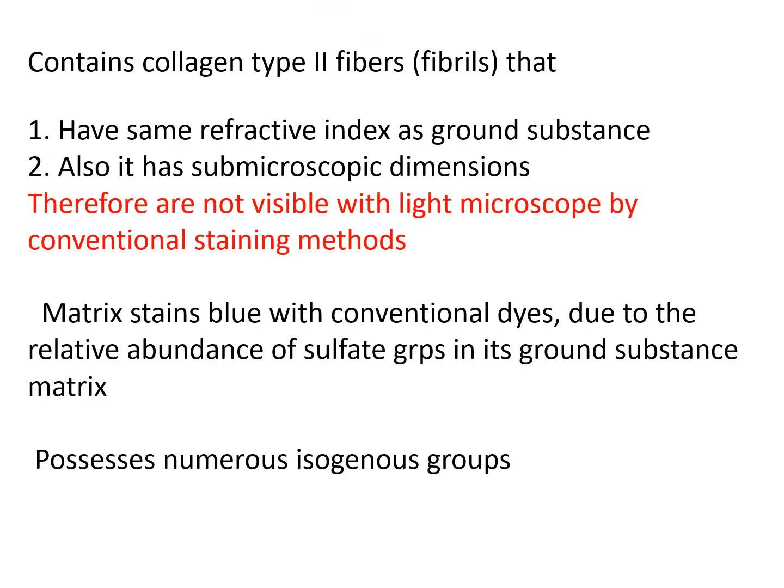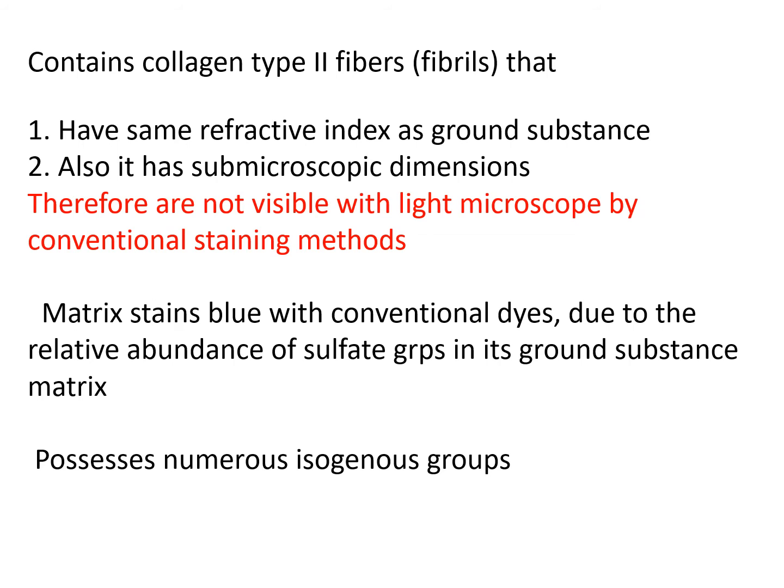So once again, the important points to remember are that the hyaline cartilage contains type 2 fibrils that have the same refractive index as the ground substance, and also they have submicroscopic dimensions less than 50 nanometers in diameter. Therefore, they are not visible with light microscope. The matrix stains blue with conventional dyes due to the relative abundance of sulfate groups of the proteoglycans or the glycosaminoglycans in its ground substance. And the cartilage possesses numerous isogenous groups.